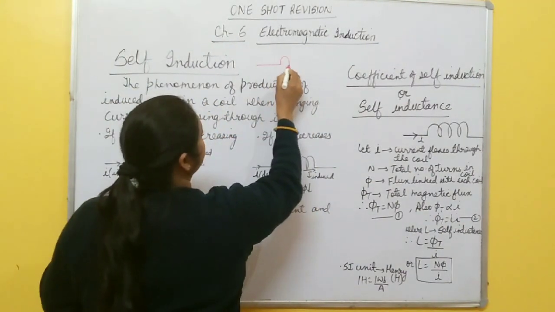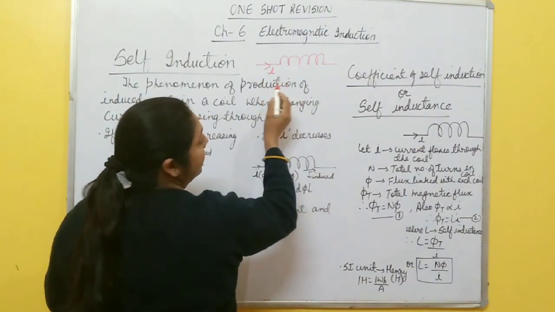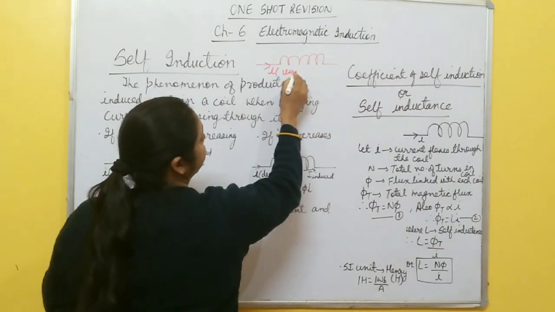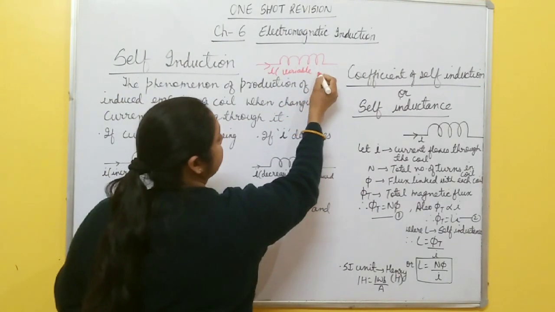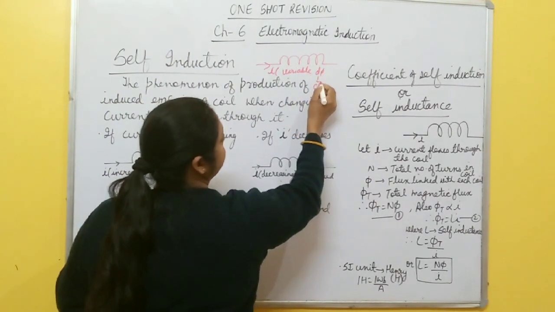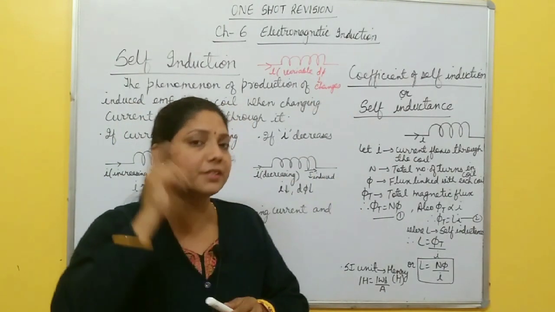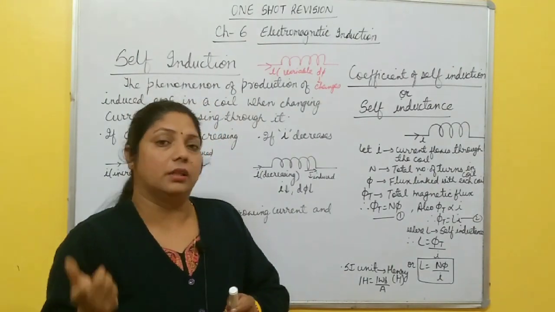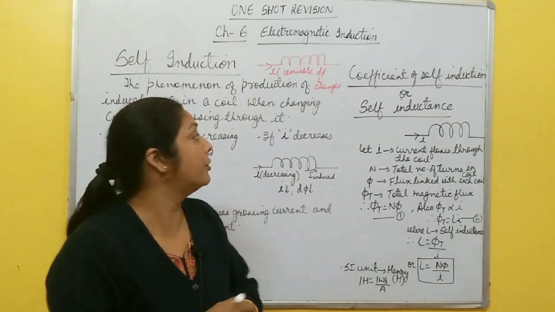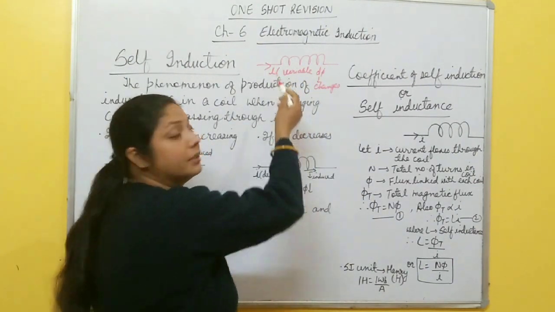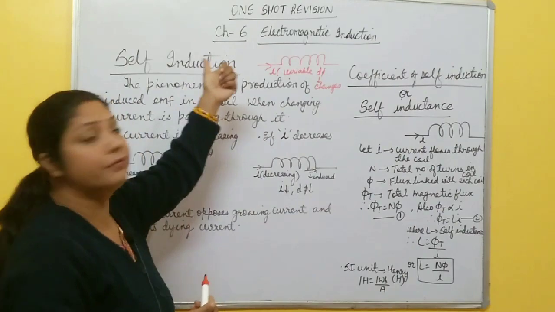Suppose this is a coil, and current is flowing through this coil. Now, if the current is variable or changing, then the magnetic flux linked with the coil also changes. And due to the change in magnetic flux, EMF is induced in the coil, and also current is induced. That induced EMF is also called back EMF, and it is produced in the same coil in which the current is flowing. That's why this process is called self-induction.